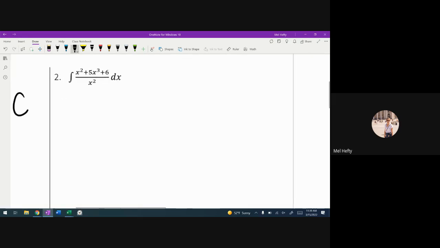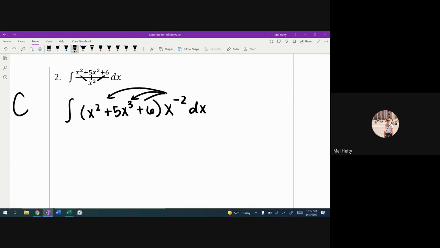All right, number 2. Can I just integrate the top and the bottom and just call it a day? The answer to that question is no. I have to simplify this first. I don't have a product rule, I don't have a quotient rule, so I've got to simplify. You can divide each of these things by x squared, or a lot of students like to bring that up to the numerator. If I bring that up to the numerator, what power would be on it? -2.